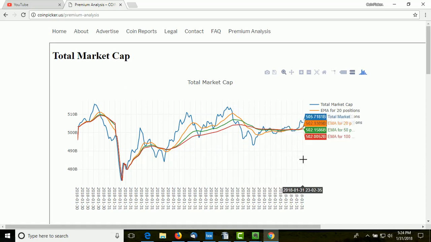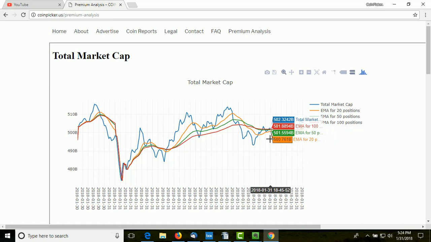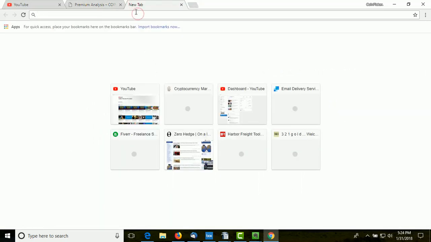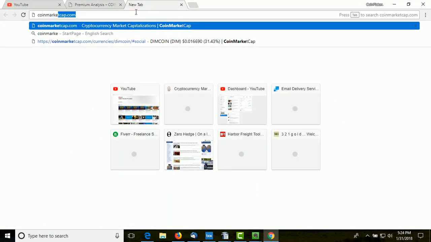But what it allows us to do is go ahead and trade much more confidently, knowing we have a pretty good idea of where that trend for the entire market is heading. So let's take a look at the coin market cap really quickly. And we know we've had a massive down leg.